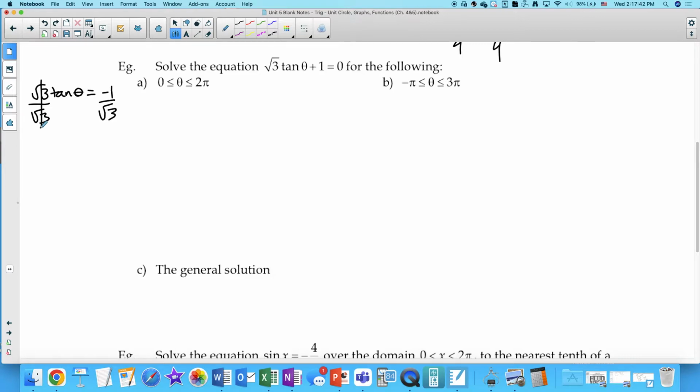Okay. Now, if I'm looking for the reference angle, I want to know what angle has a tan ratio of 1 over root 3. Okay. So if we again think about this triangle, 1 to root 3, 1 over root 3, so that's 30 degrees. Okay, so in degrees, the reference angle is 30 degrees. I think what I'm going to do for these, because I think that that's what you guys are doing, is I'll go into degrees and then we'll go back. Okay? So that reference angle is 30 degrees.